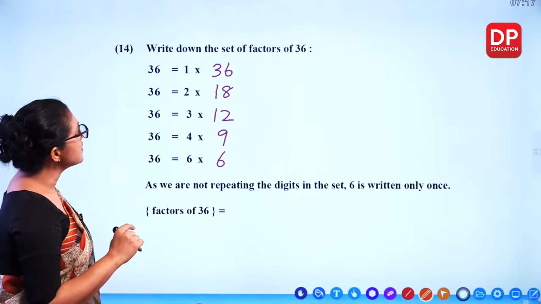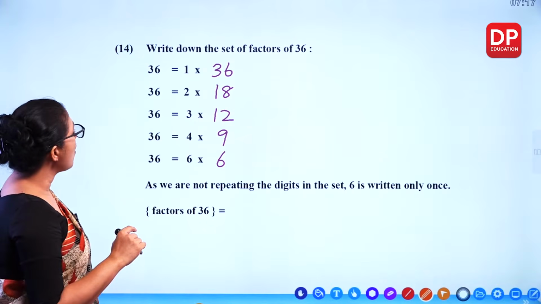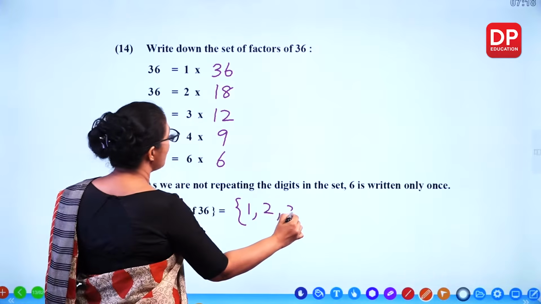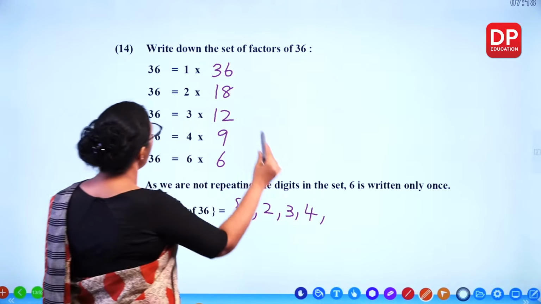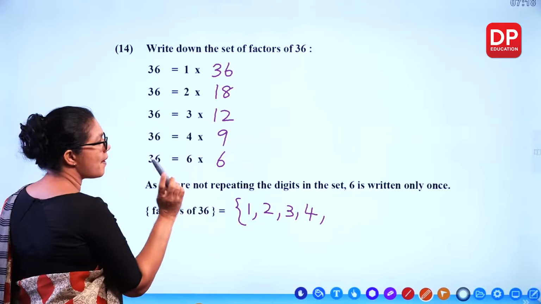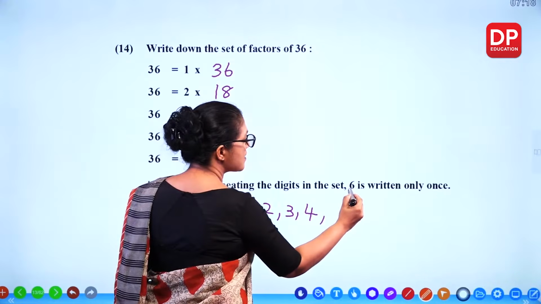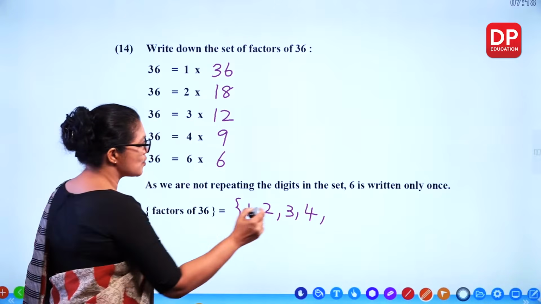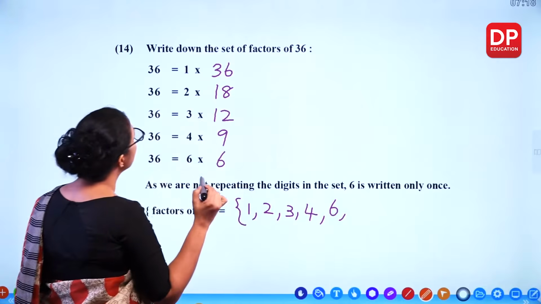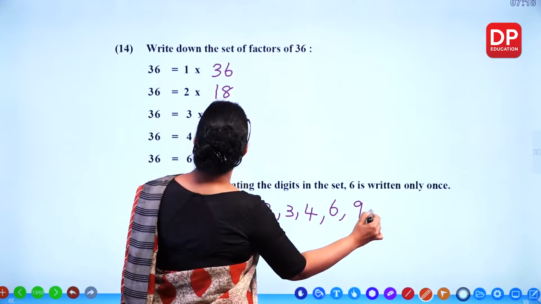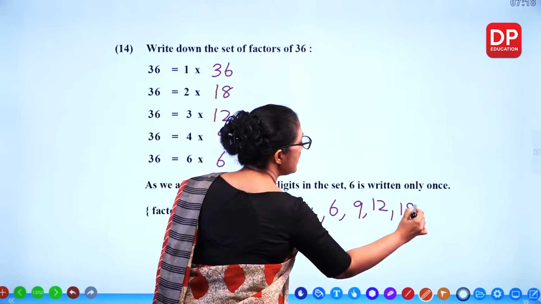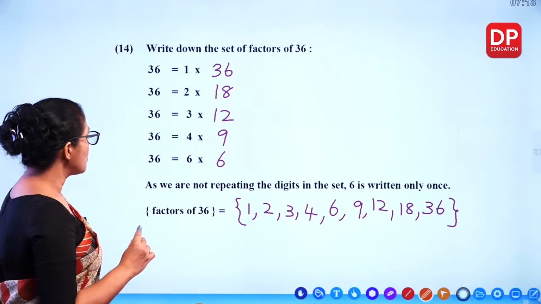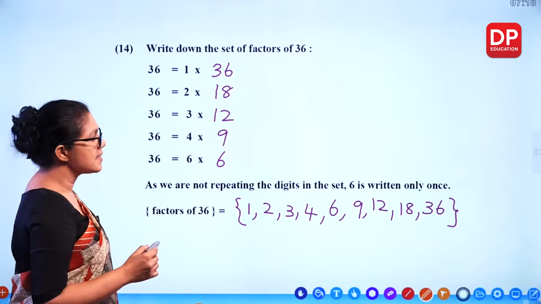Now what are the factors? So you have to write all. 1, 2, 3, 4. What else? Now 6 twice is there, but we don't write 6 twice in the set, only once. So we write 6 only once, and then 9, 12, 18, and 36. So those are the factors of 36.